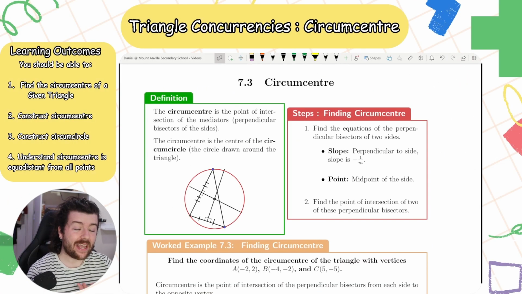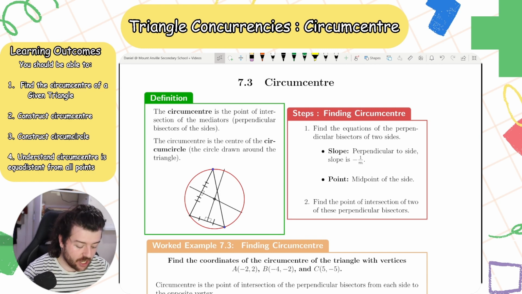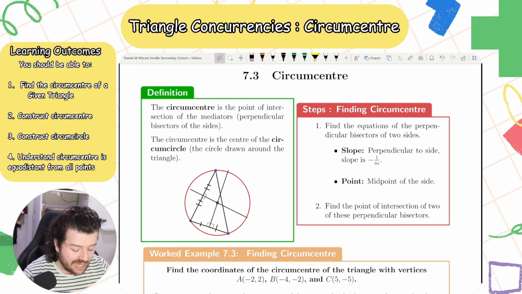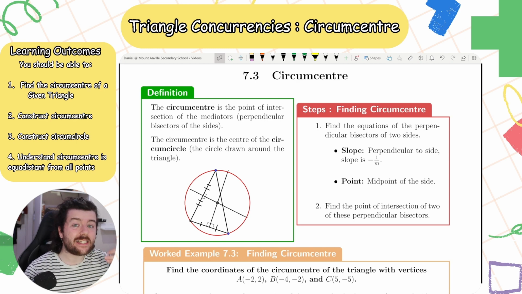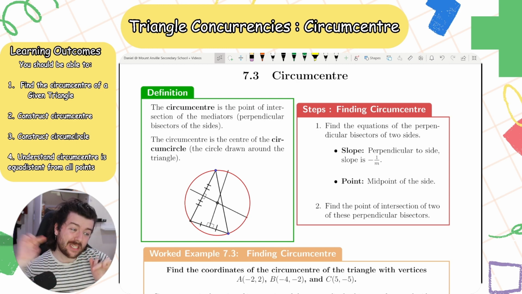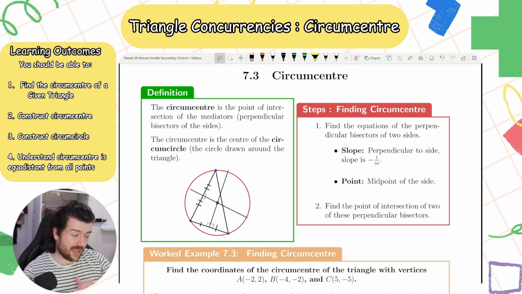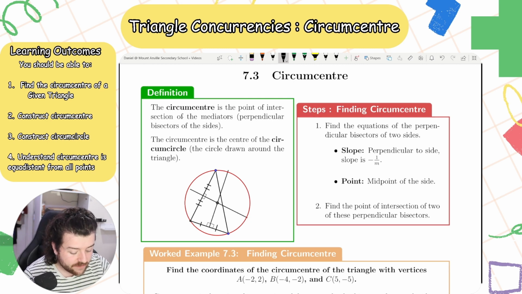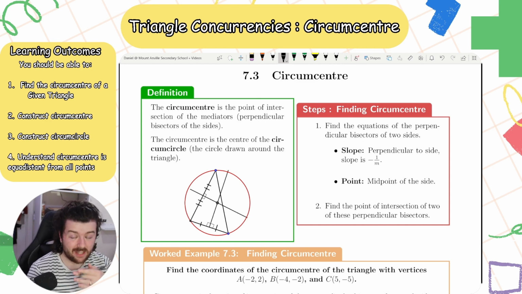Everyone. Okay, so in the final video in triangle concurrencies or triangle centers, we are looking at the circumcenter. So what is the circumcenter? The circumcenter is the point that is equidistant, an equal distance, from every corner of the triangle. The circumcenter is the point of intersection of the mediators. A mediator is just the perpendicular bisector of each side.